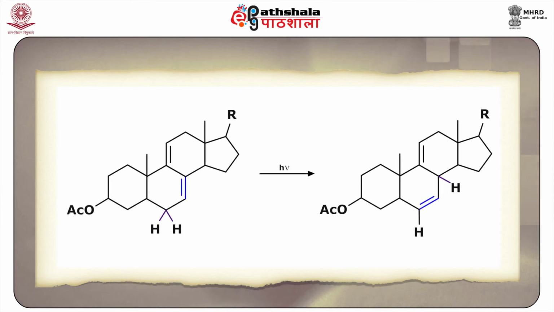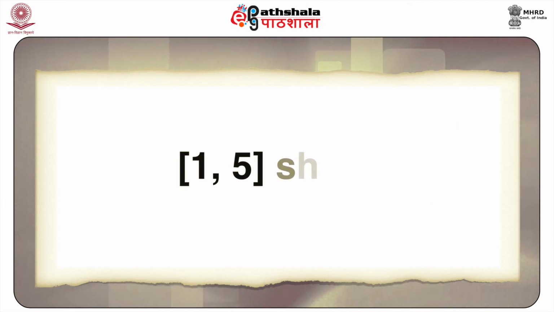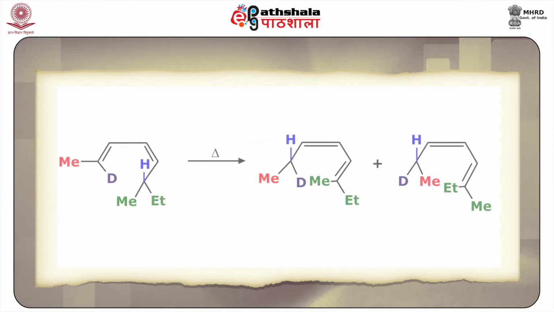Another example of photochemically allowed 1,3 sigmatropic shift in steroids is shown. Next, let us talk about 1,5 shift reactions. As compared to 1,3 shifts, in the case of 1,5 shift, the suprafacial thermal rearrangements are quite common, while photochemical rearrangements are rarely observed. Following reaction gives an example of 1,5 shift, as can be seen in the equation.